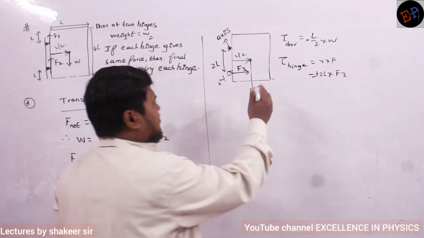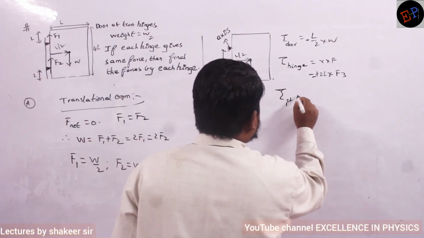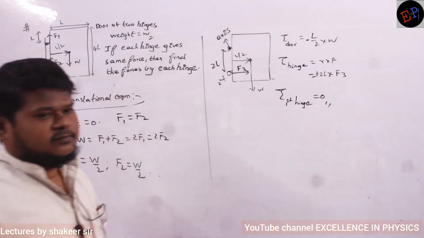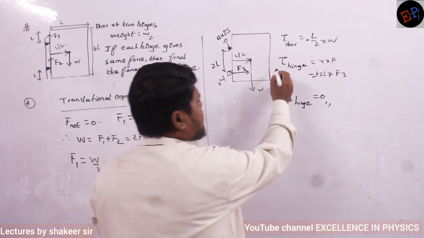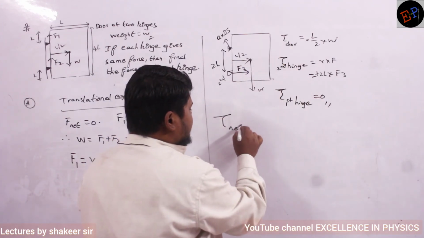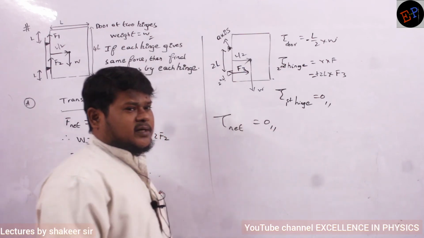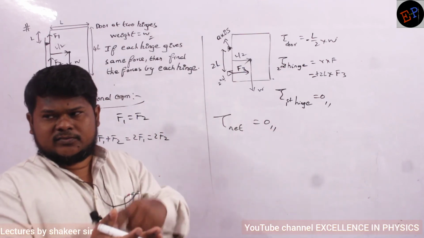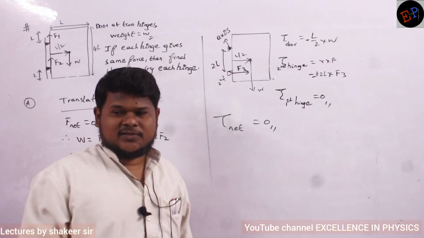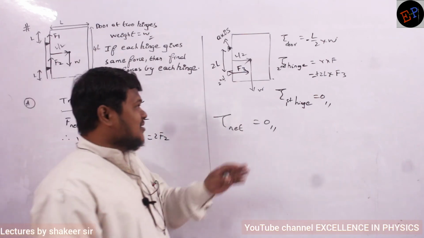Okay? So therefore torque due to first hinge is how much, ma? Torque due to first hinge is 0. Okay? So this is torque due to second hinge. This is torque due to door. Net torque should be how much? 0. Why is net torque 0? Because the door is not rotating, no? It is not rotating. It means net torque is 0. Clear now?